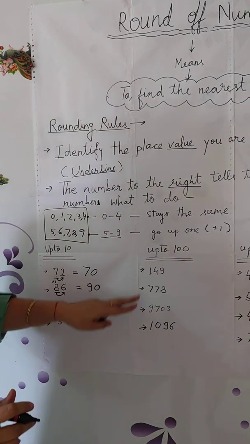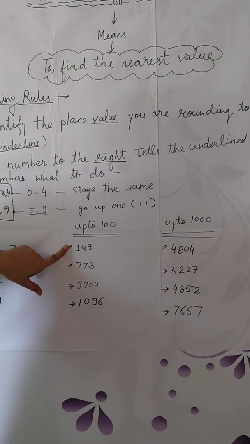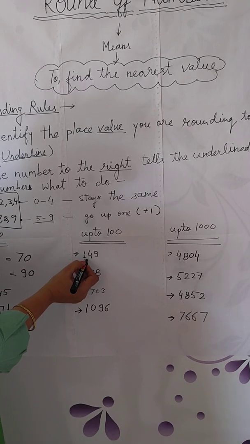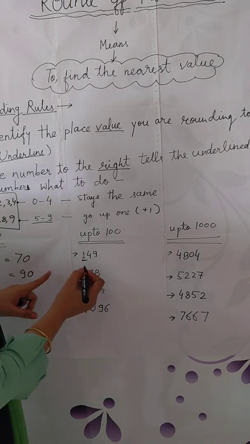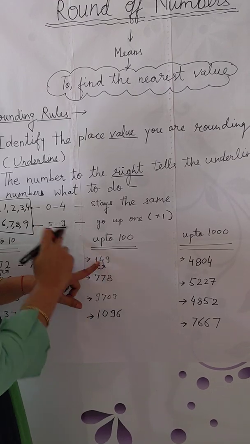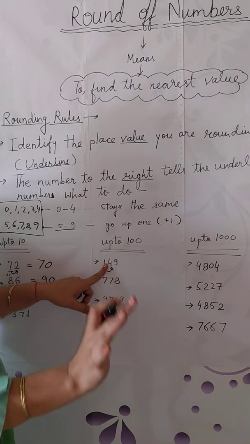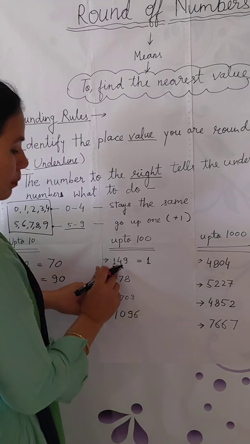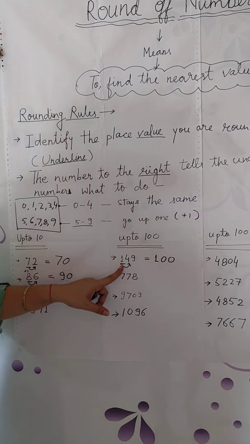Now see another example, rounding up to 100, the number 149. We have to round off up to the hundreds place, so we underline the hundreds place. Just see the digit to the right of the hundreds place, that is 4. This 4 comes into the first group, so the underlined number stays the same, that will be 1. In the place of 4 you will write 0 and in the place of 9 also you will write 0.